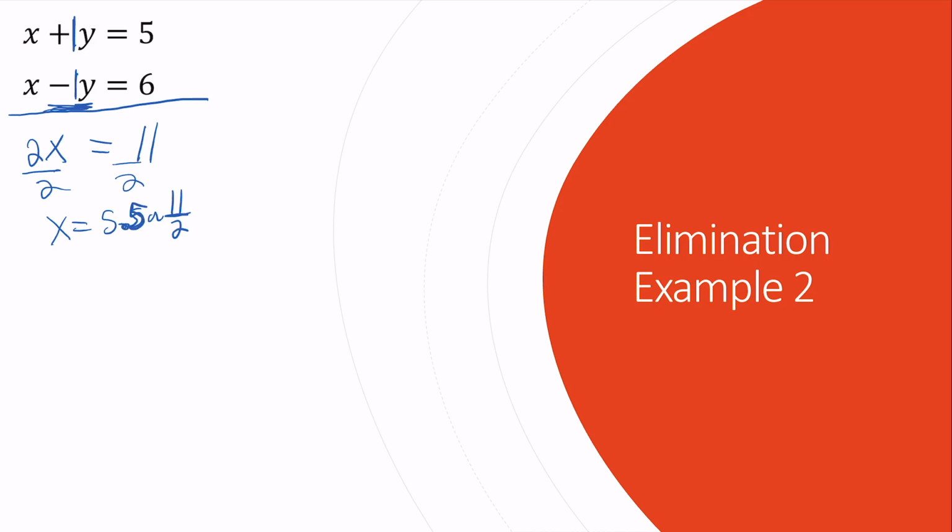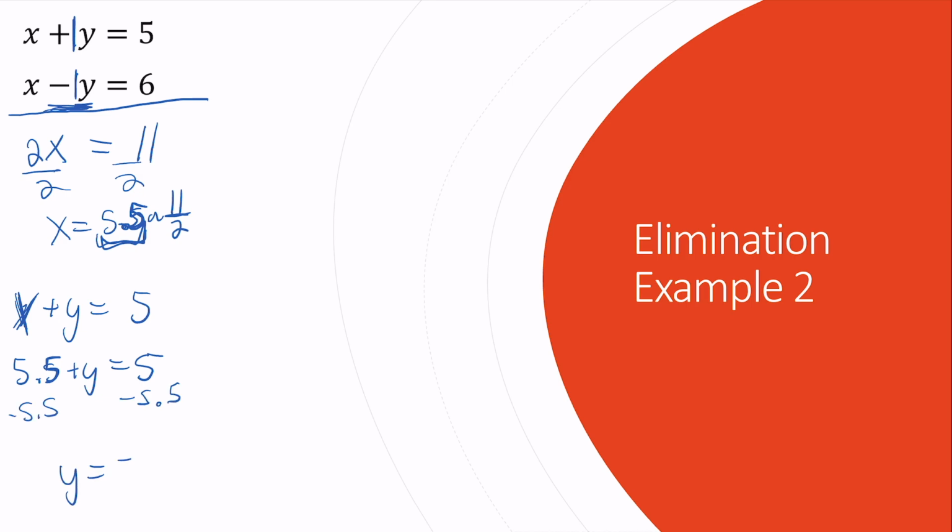We know how to work with these. So now I can substitute 5.5 into either equation. I'm going to pick the top one. So I have x plus y is 5. So now I have 5.5 plus y is 5. I subtract 5.5 from both sides, and I find that y equals a negative 0.5 or a negative 1/2. So I can write our answer as an ordered pair, either in fraction or decimal form, but I know that x is 5.5 and y is negative 0.5.